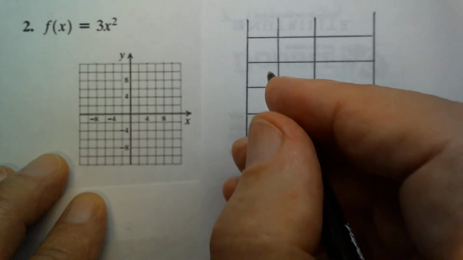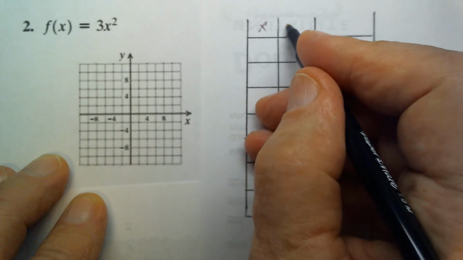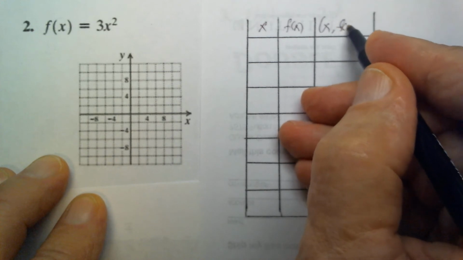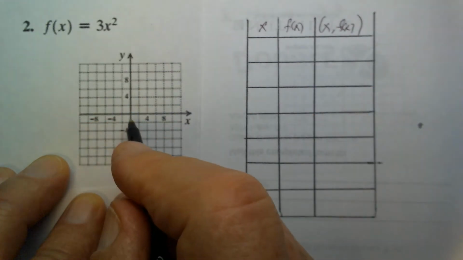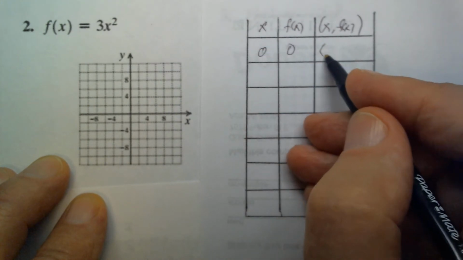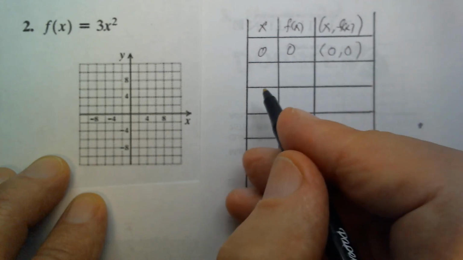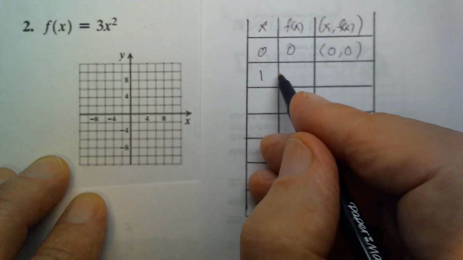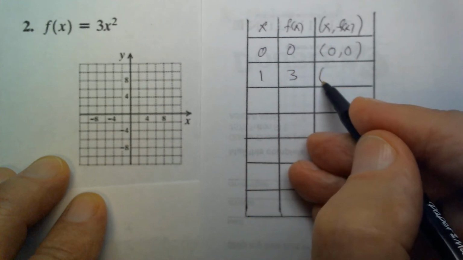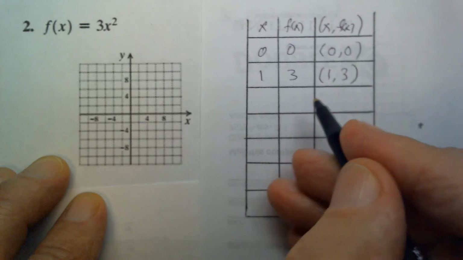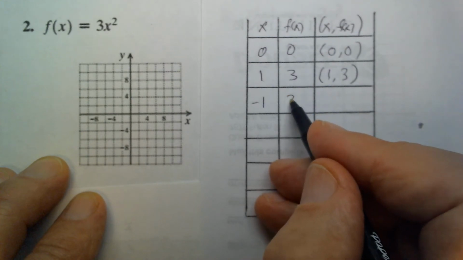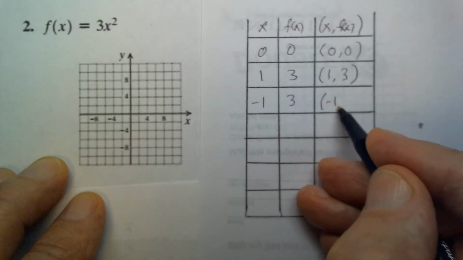For the next exercise, we make a table of values as well for x and f of x and the ordered pair x comma f of x. So when x equals 0, then f of x is 0, which gives us the origin, 0, 0. When x equals 1, then 1 squared equals 1 times 3 is 3, which gives us a point 1, 3. When x equals -1, -1 squared is 1, and 1 times 3 is 3, and so we have the point -1, 3.